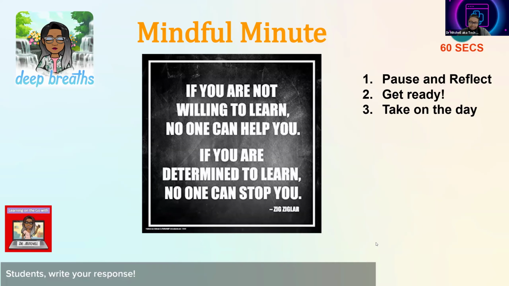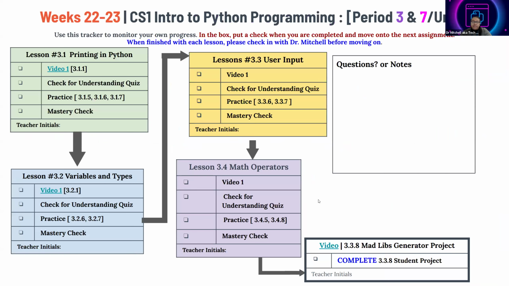Just a little mindful minute. If you are not willing to learn, no one can help you. If you are determined to learn, no one can stop you. So let that sink in and pause for that minute.